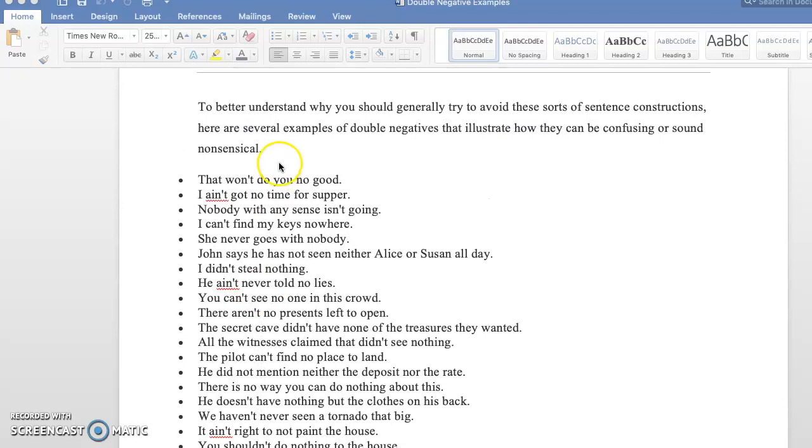So if we're going to correct this, we might say, that won't do you any good. Change the no to an any. Ain't got no time for supper. I don't have any time for supper. Nobody with any sense isn't going. Nobody with any sense is going. I can't find my keys nowhere. I can't find my keys anywhere. We just change one of those double negatives.